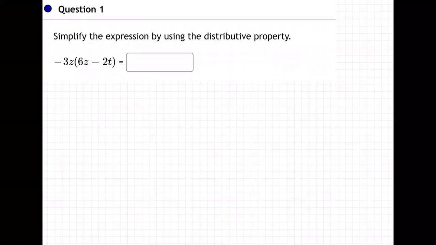Okay, so on this question, they're saying simplify the expression by using the distributive property. And what they mean by that is we're going to take this minus 3z and we're going to multiply it there and there.